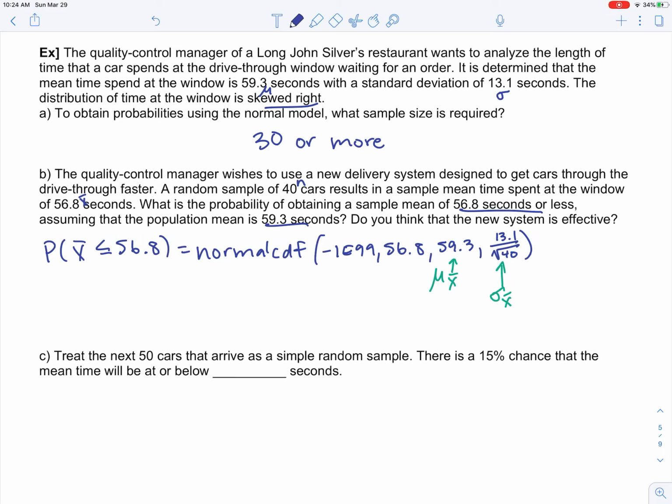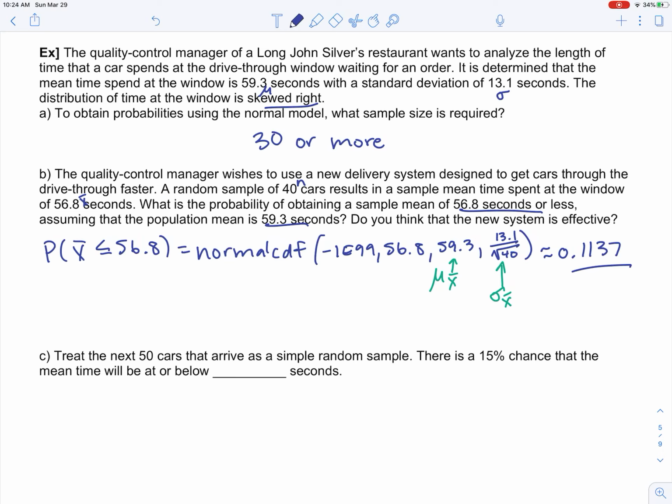Normal CDF, negative 1E99, comma, 56.8, comma, 59.3, comma, 13.1 divided by the square root of 40. So I got approximately 0.1137. So the probability of getting a time that fast using the old system is about 0.1137, not unusual.